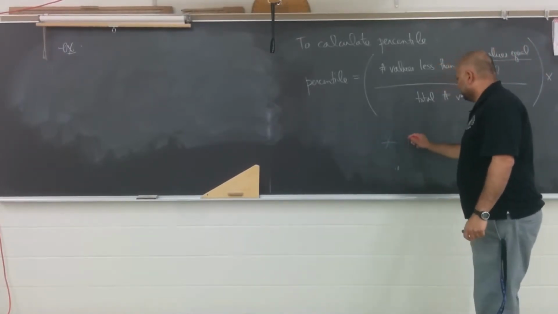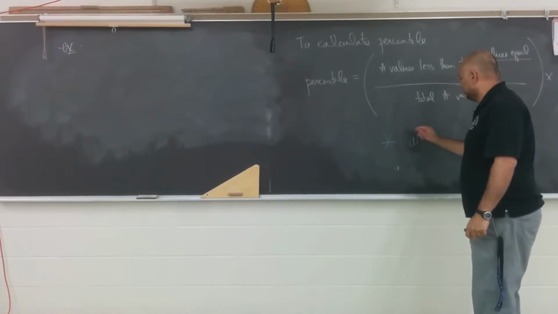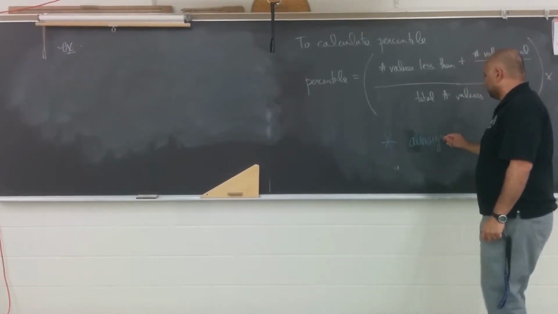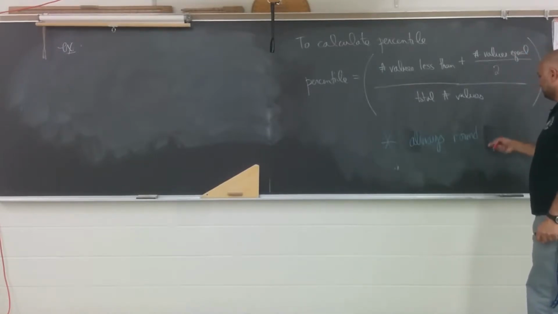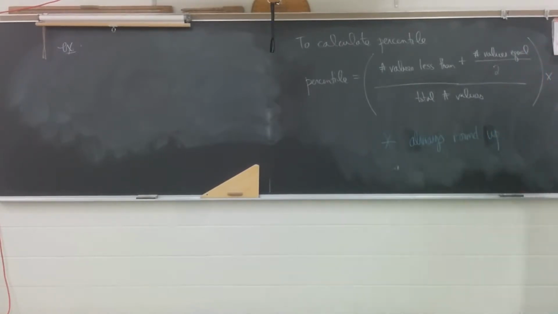I'm going to put a little note here. Always round up. Whatever you get as an answer here with a decimal, round it up. Not down. Up. Even if it's a 0.1, you round it up. Always round it up. We can talk more about that later if we get a chance. Now let's get to our first example. Here's the formula. Always round the answer up.